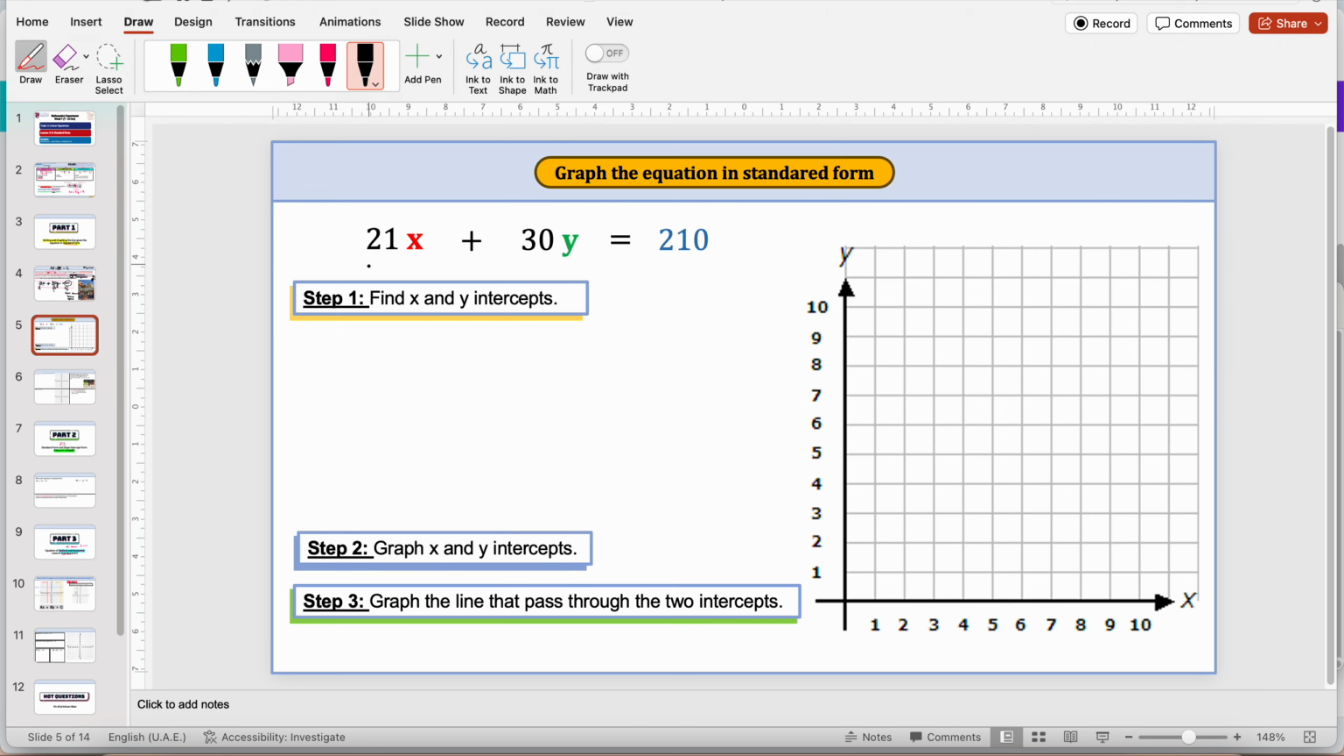Let's see. How can I find the X and Y intercept, or how can I graph my equation given standard form? Again, since I don't have any point, anything that can help me, any information, not even the slope, that can help me in graphing this equation, then I'm gonna start thinking about finding the X and Y intercept.